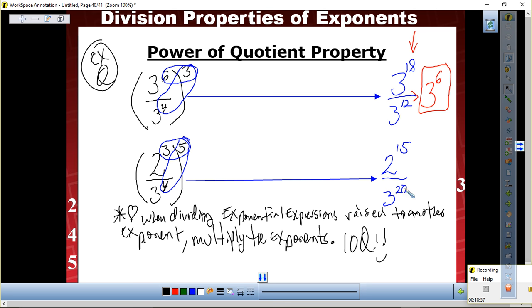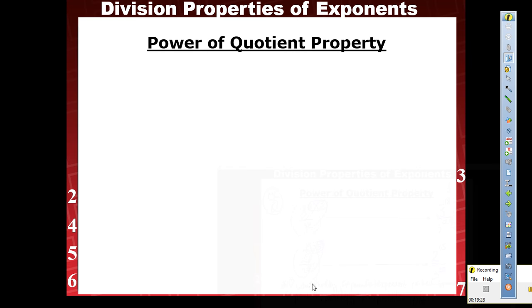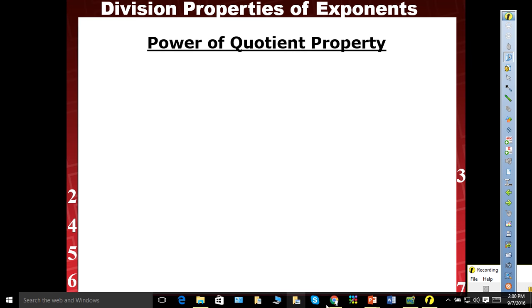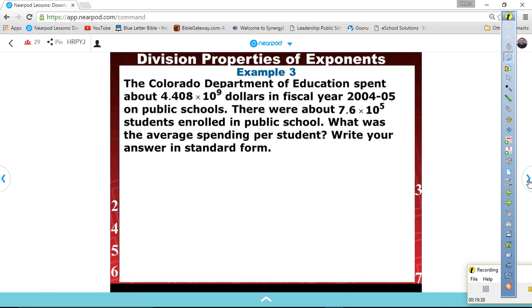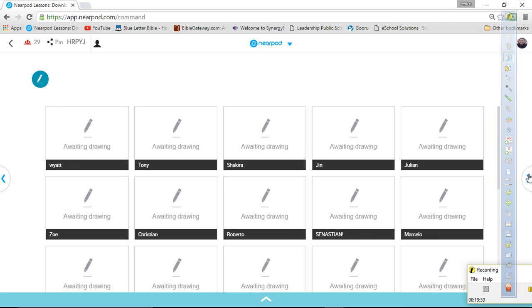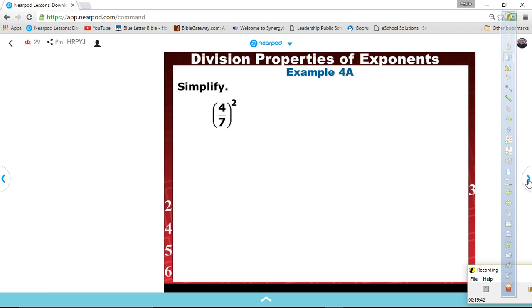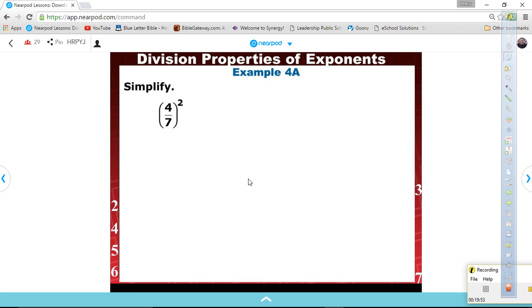All right, so I'm going to leave that up there while you guys finish copying that, and let me switch to Nearpod, and I'm going to forward the next screen. Copy the next problem, do that one. Let's see. Copy this one, please. Example 4A. Should be on your screen. Now refresh your browser.